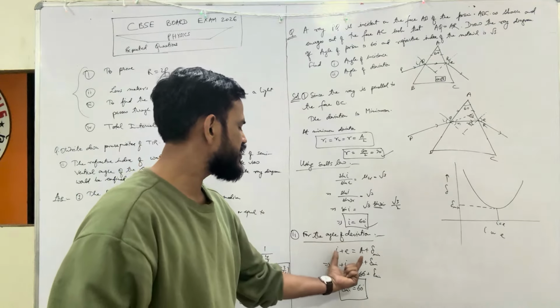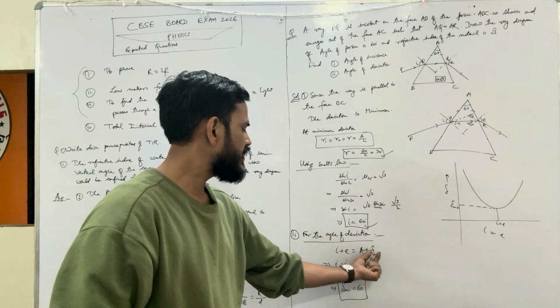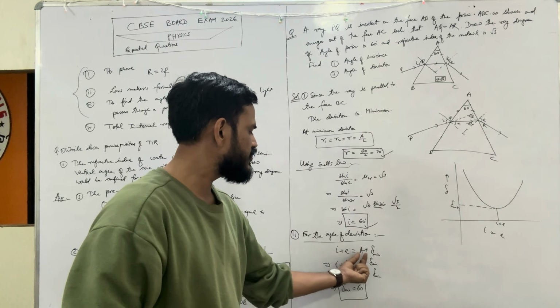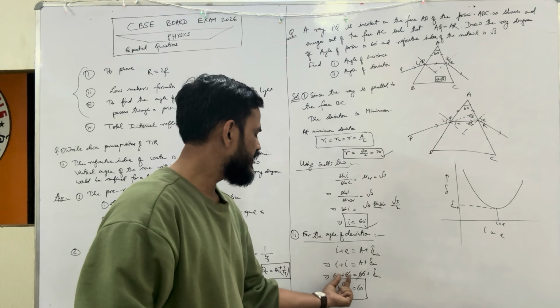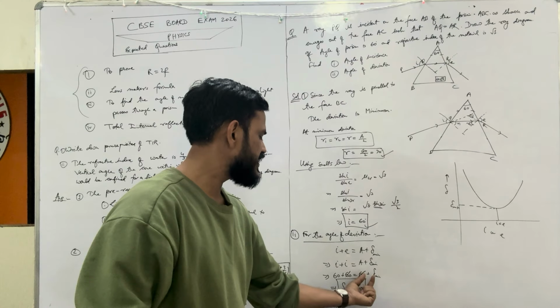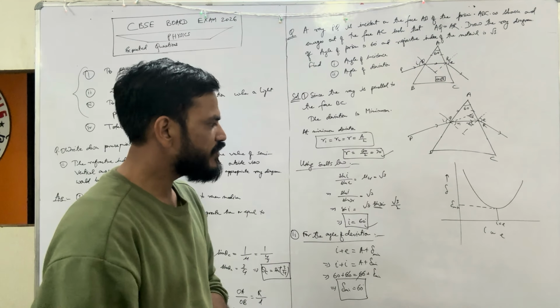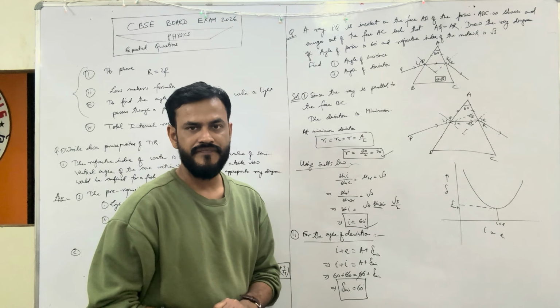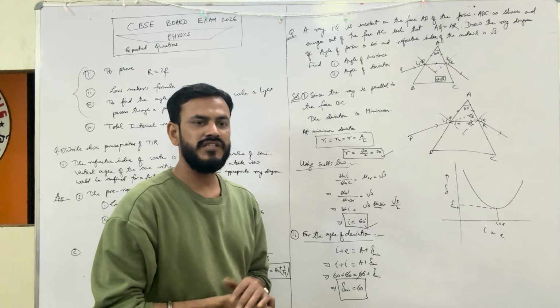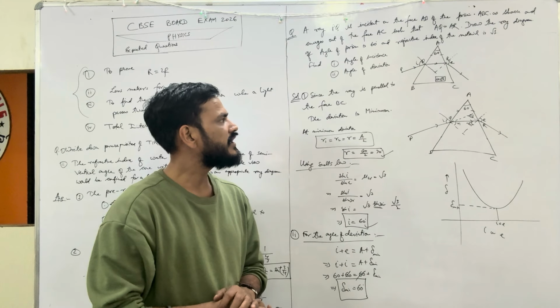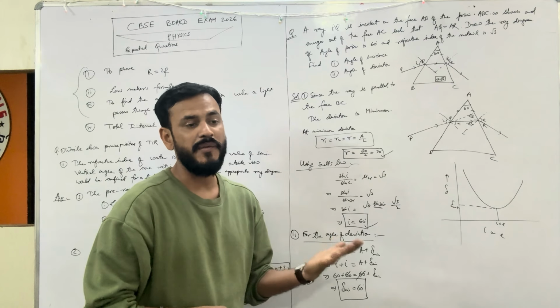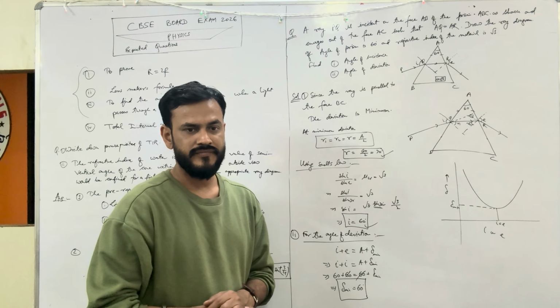So we use this relation at minimum deviation to find the angle of minimum deviation: i plus e equals A plus delta minimum. We put the values: 60 plus 60 equals 60 plus delta minimum. The angle of deviation also becomes 60 degrees. So this question uses the concept of angle of minimum deviation and what happens at the angle of minimum deviation.